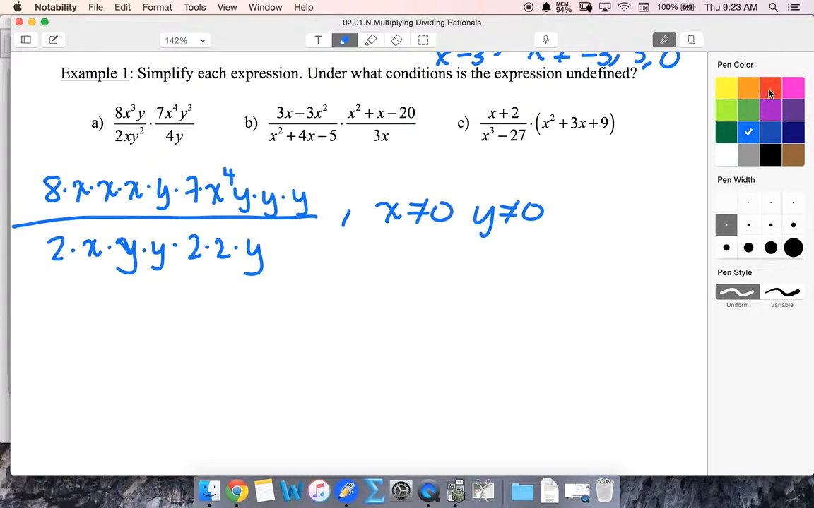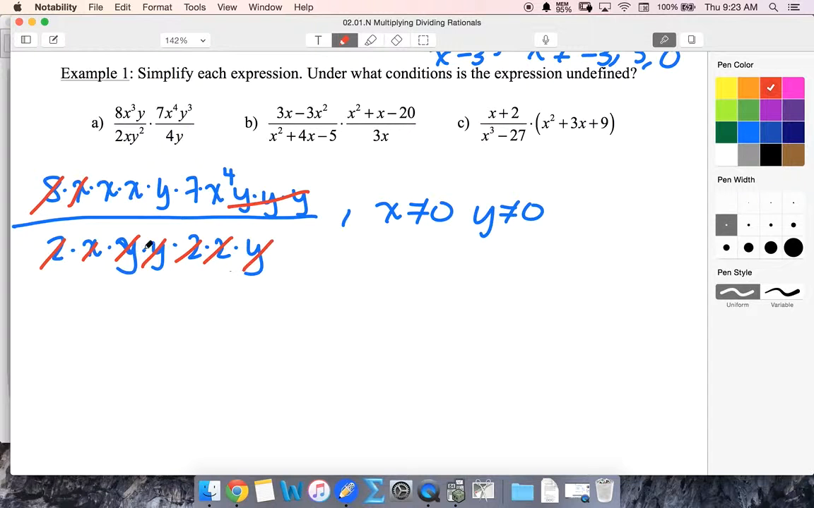So let's simplify. I've got a single x that crosses out. I've got all three of these y's cross out: 1, 2, 3. 8 is 2 times 2 times 2, so that all cancels out. And I have eliminated everything from my denominator.